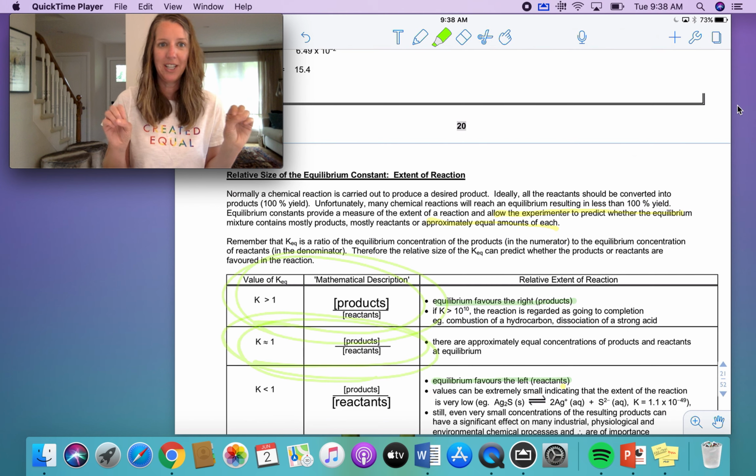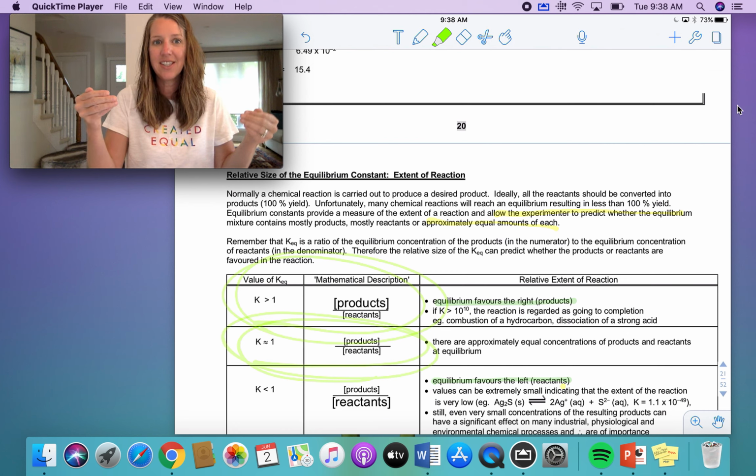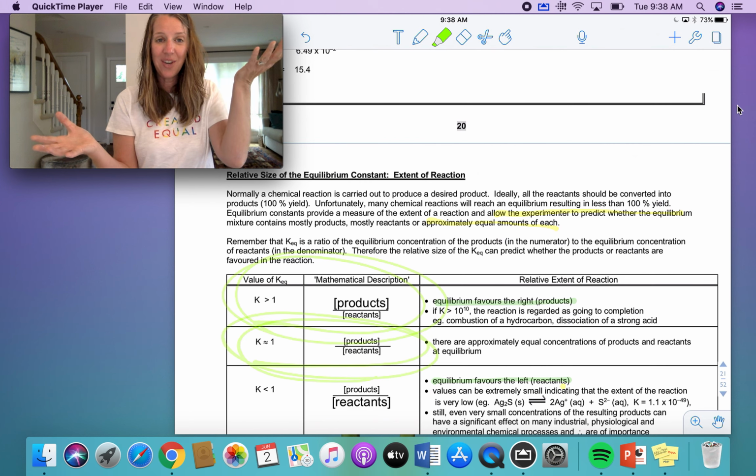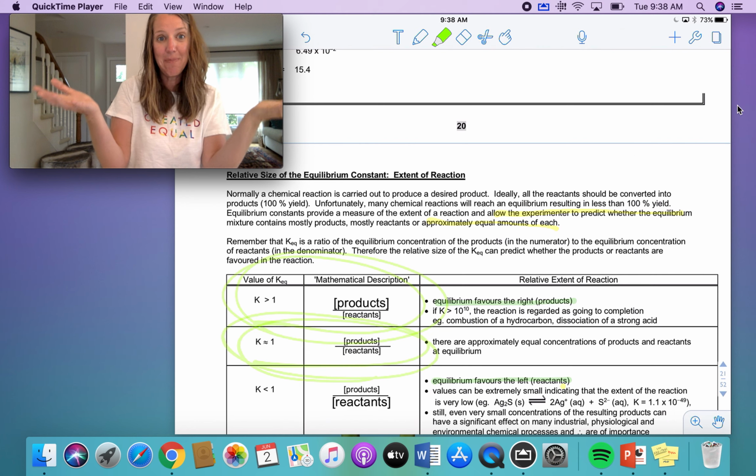People are always like, ooh, at equilibrium, it has to be the same. No way. It just means that the rate at which the reactants make the products and the products make the reactants is the same. The rate of change is the same, but you can have way more reactant than product, and you can have way more product than reactant. You can also have about the same.